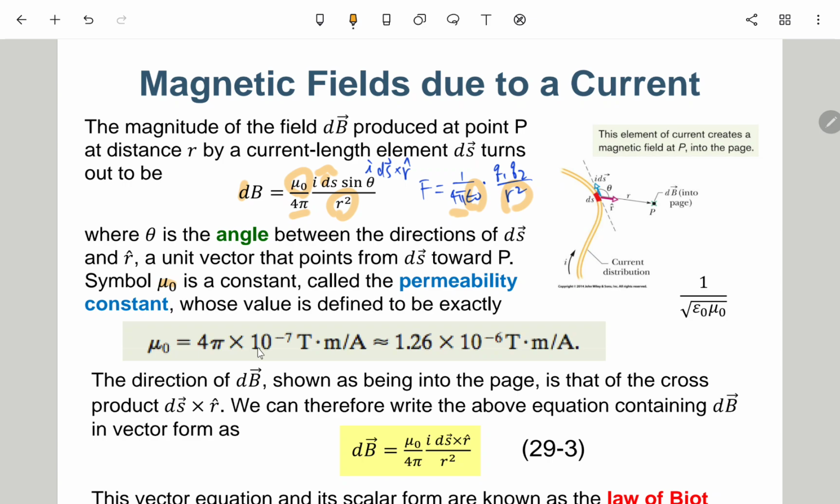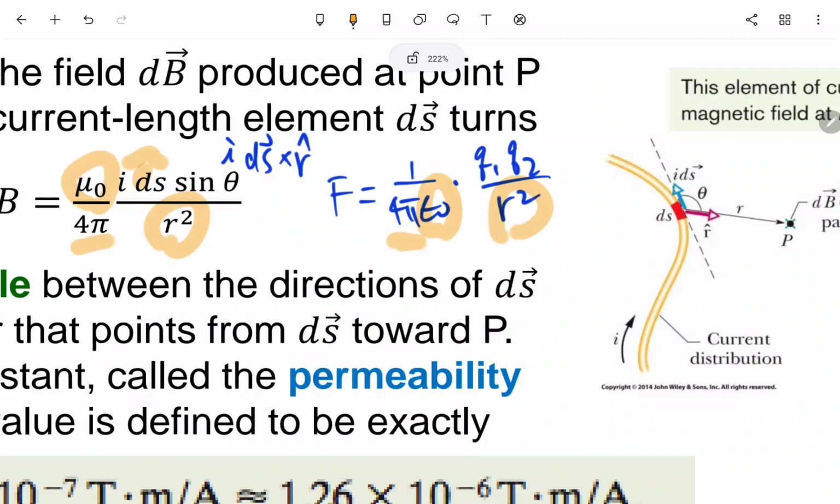Okay, so actually the mu zero is 4 pi times 10 to negative 7. Usually I just remember this one rather than 1.26 times 10 to negative 6, because this 4 pi and this 4 pi cancel. So you already feel like, okay, why does it have a 4 pi here? Just to make them look alike.